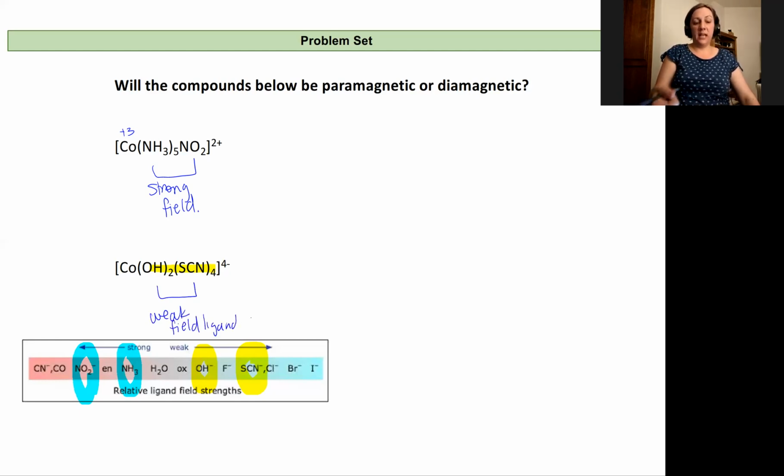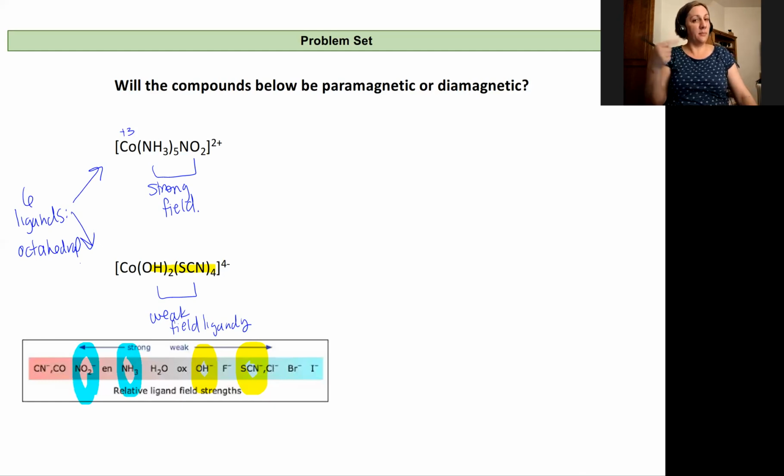Now, in both cases, I have a total of 6 ligands. So that means I'm looking at an octahedral compound. And that means that I'm going to have the same splitting pattern for both of these. I'm just going to focus on the d electrons here. So I'm going to have 2 higher energy and 2 lower energy.